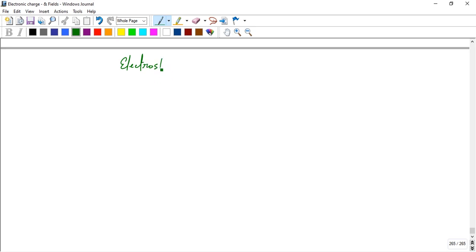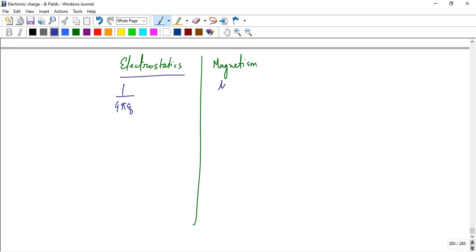So first we discuss the constant. In electrostatics, the force constant, you know, is the Coulomb constant, 1 over 4 pi epsilon naught. Here the constant is mu 0 by 4 pi. Epsilon naught is the permittivity of free space. Mu 0 is the permeability of free space. Okay, and next is the constant.